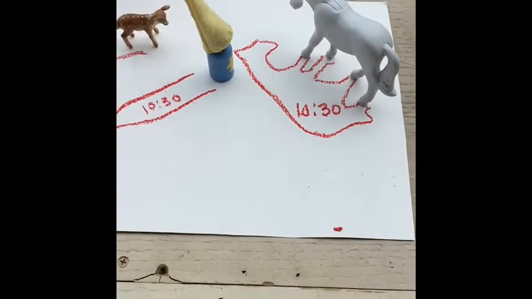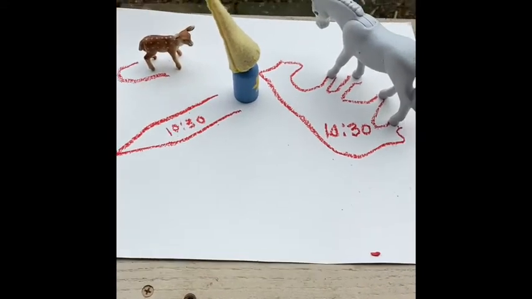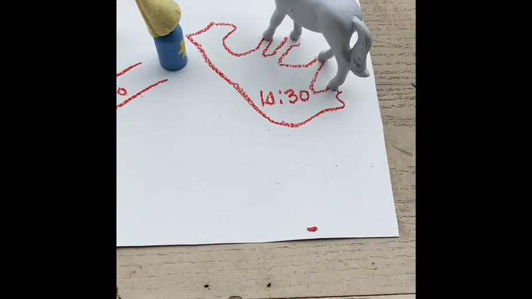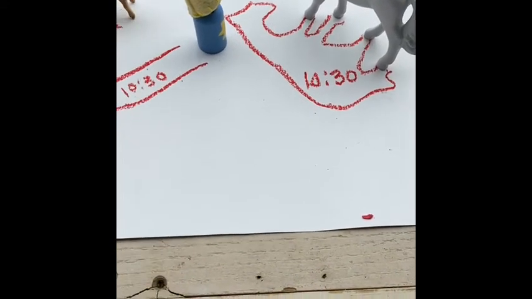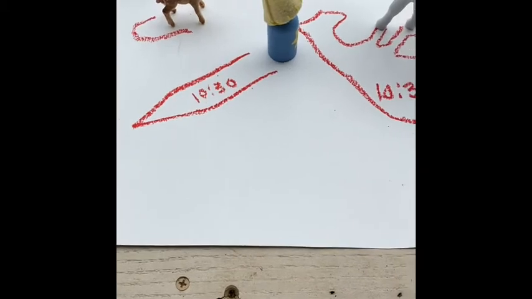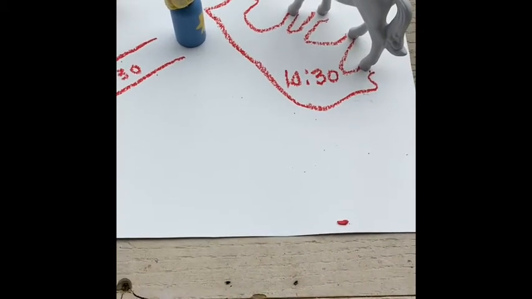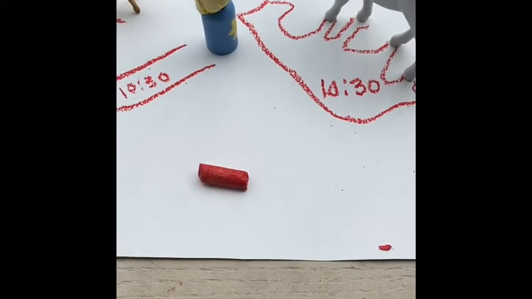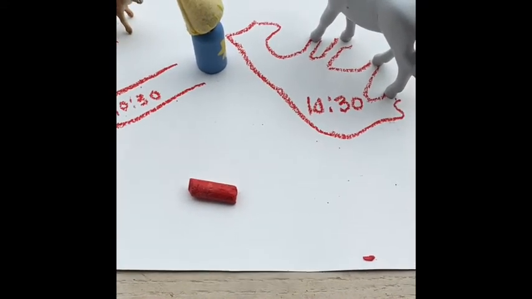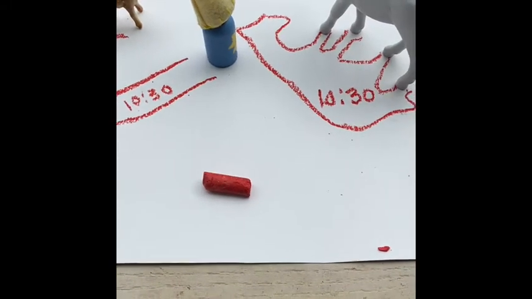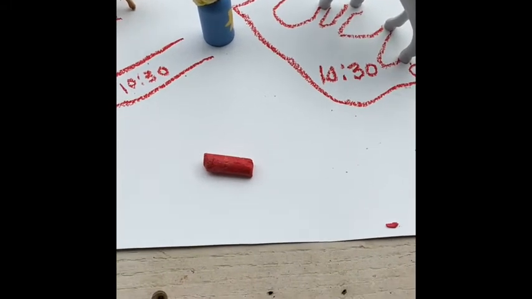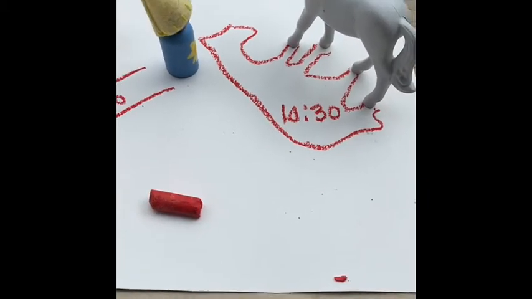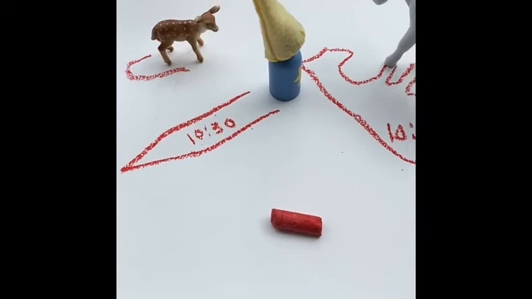Another option, if you are interested in shadows, is to do the same thing inside, but do it under a lamp and trace your toys' shadows, if we can't get outside today and find the sun. So that's just a fun little art activity that also teaches us about the earth and the sun, and also teaches us about time, and also teaches us about shadows and how shadows are cast.